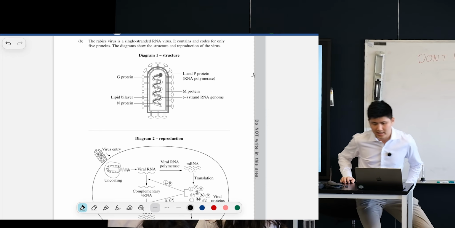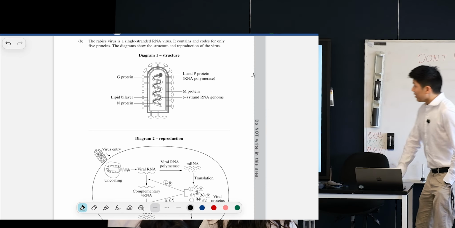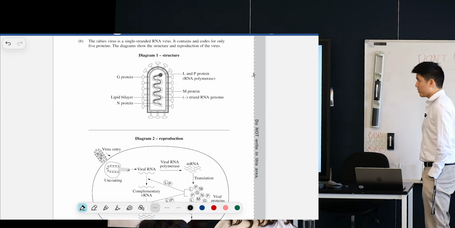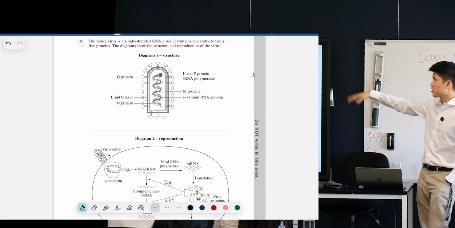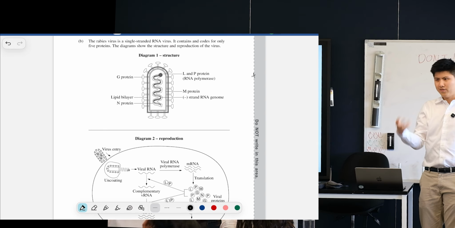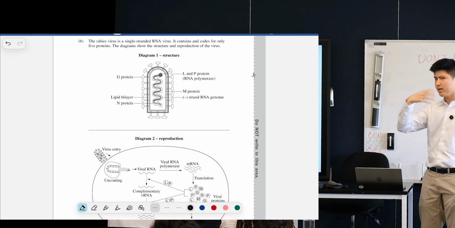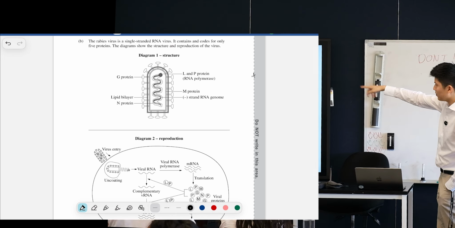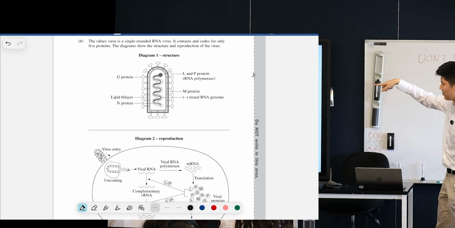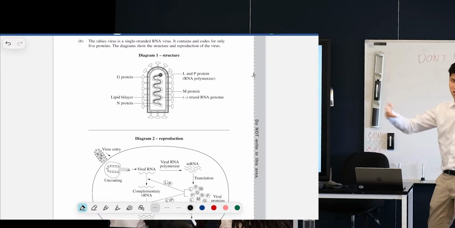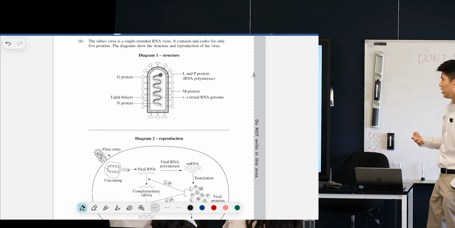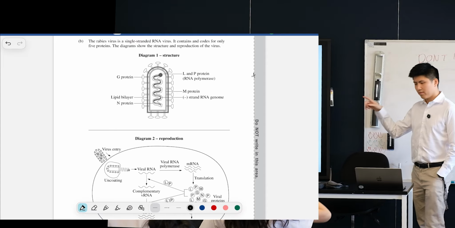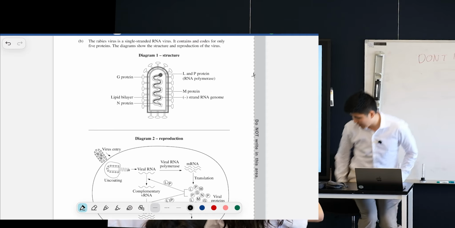So the rabies virus is a single-stranded RNA virus. It contains and codes for only 5 proteins. The diagram shows the structure and reproduction of the virus. So what diagram 1 is showing is just what the virus has. So a virus is just a collection of proteins with some kind of viral RNA inside, right? So it says it contains LP protein, which is RNA polymerase, contains some M, G, and N protein. Doesn't say what they do. We'll just assume they're part of the structure. And it contains a strand of viral RNA inside, right? So that's what our virus is made of.